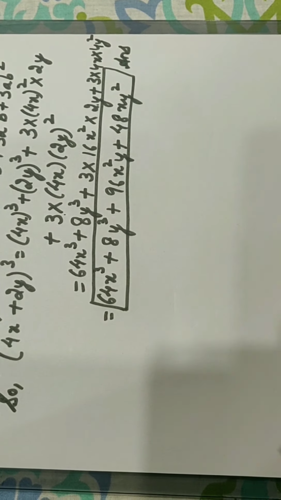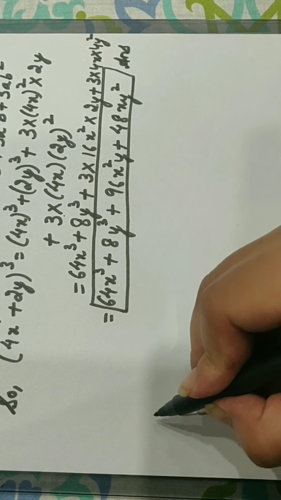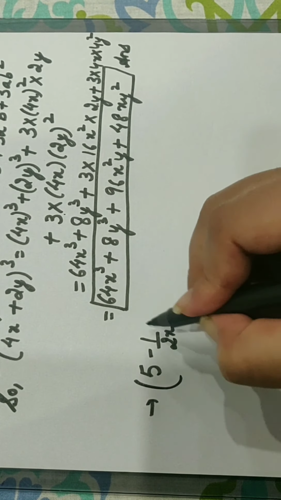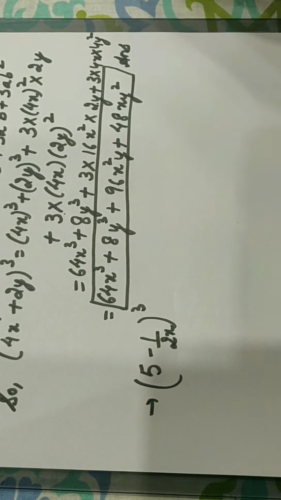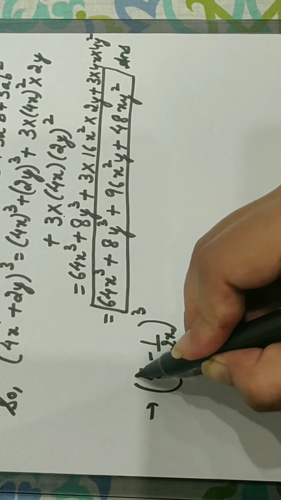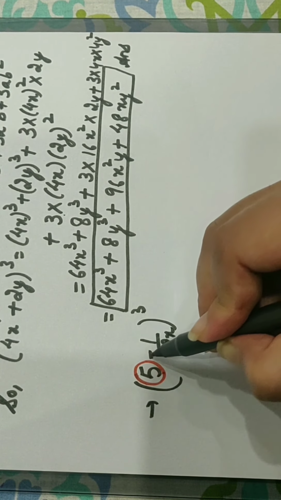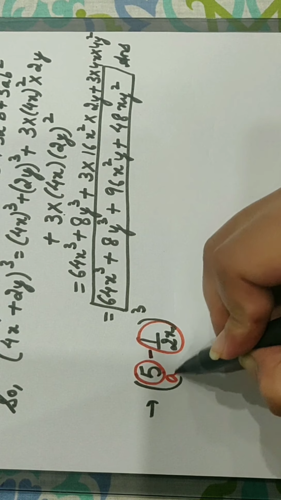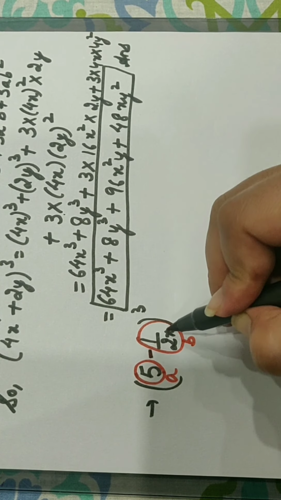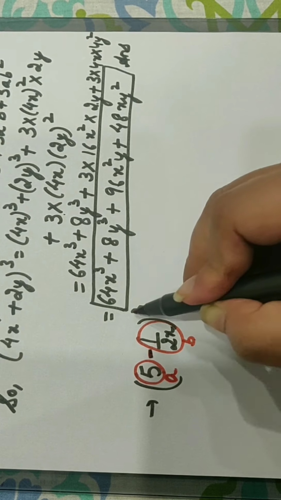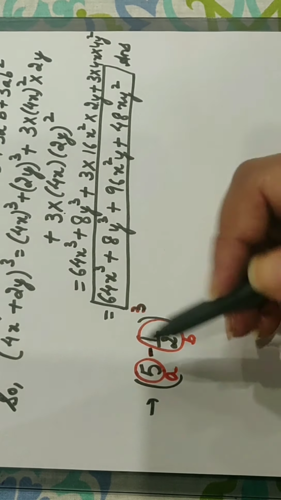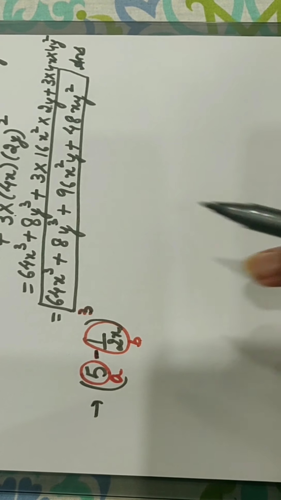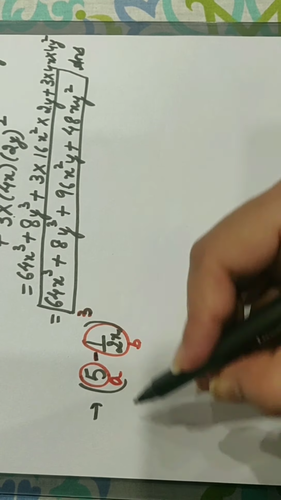Let's take one more example. (5 - 1/2x) whole cube. You have to expand it. So you can use (a - b) whole cube here, where a is 5 and b is 1 by 2x. So (a - b) whole cube can be used. You can also use (a + b) whole cube here. I'll tell you later how it can be used. So right now we'll be using (a - b) whole cube.